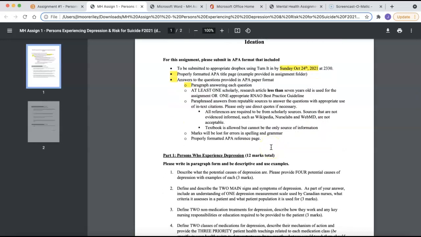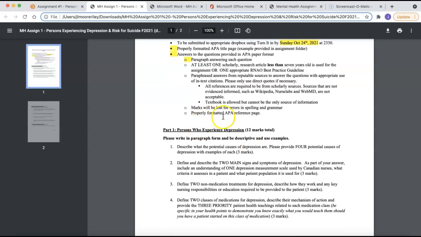Marks will be lost for errors in spelling and grammar, and for a properly formatted APA reference page as well. Everything that is cited in the body of your work needs to have an appropriate APA reference. So if you used 5 different resources in the body of your work, I should expect to see 5 correctly formatted APA references in the APA reference page.